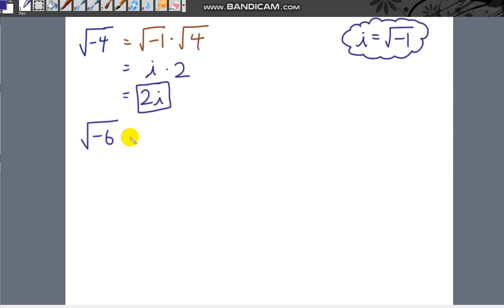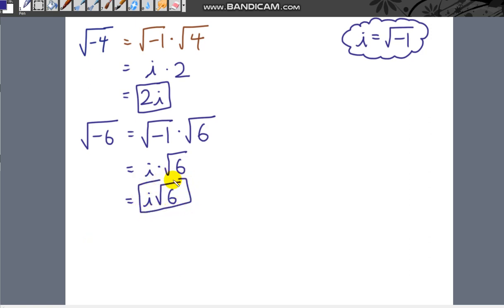Square root of negative 6. When you get something like this, break it up the same way. This is the square root of negative 1 times the square root of 6. The square root of negative 1 is I, and we're multiplying that by the square root of 6. So in other words, this is just I times the square root of 6. That's it. It looks something like that.